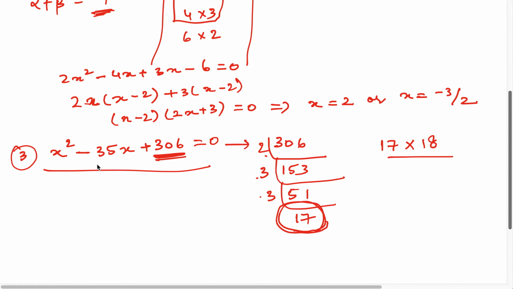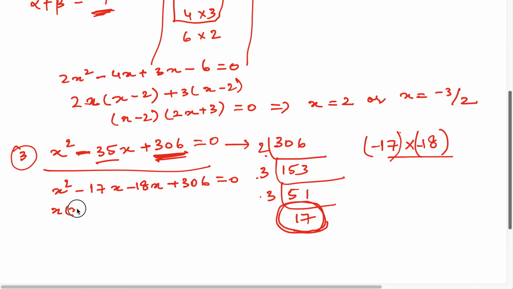When I add, I'm getting 35. When I multiply, I'm getting 306. But there is a negative sign here, and a negative sign here means this number should be minus 17 and this number should be minus 18. So I can actually split this term as x square minus 17x minus 18x plus 306 is equal to 0.